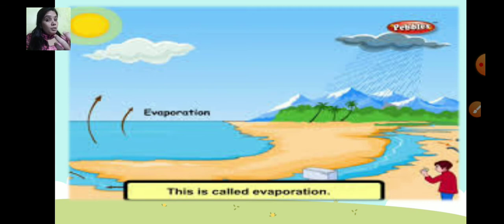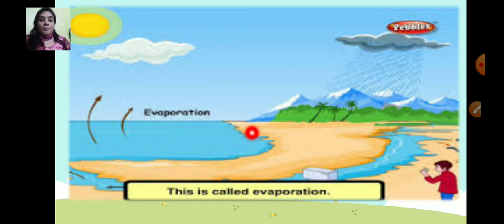So where did the water go? Because of the heat of the sun, water evaporates. That is called evaporation. The water changed into water vapor. You can see the sunlight here falling, and the water gets heated and changes into water vapor due to the heat of the sun. This process is called evaporation.